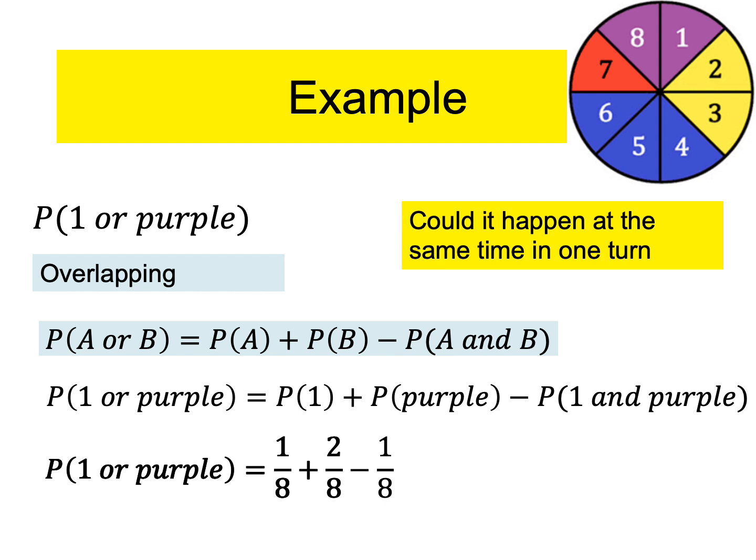All right, let's just do the math. Hey, we've got a common denominator. Life is good. 1 plus 2 is 3. Minus 1 is 2. So 2/8. It's 1/4 again. Same probability, 25%. But this one was an overlapping one.